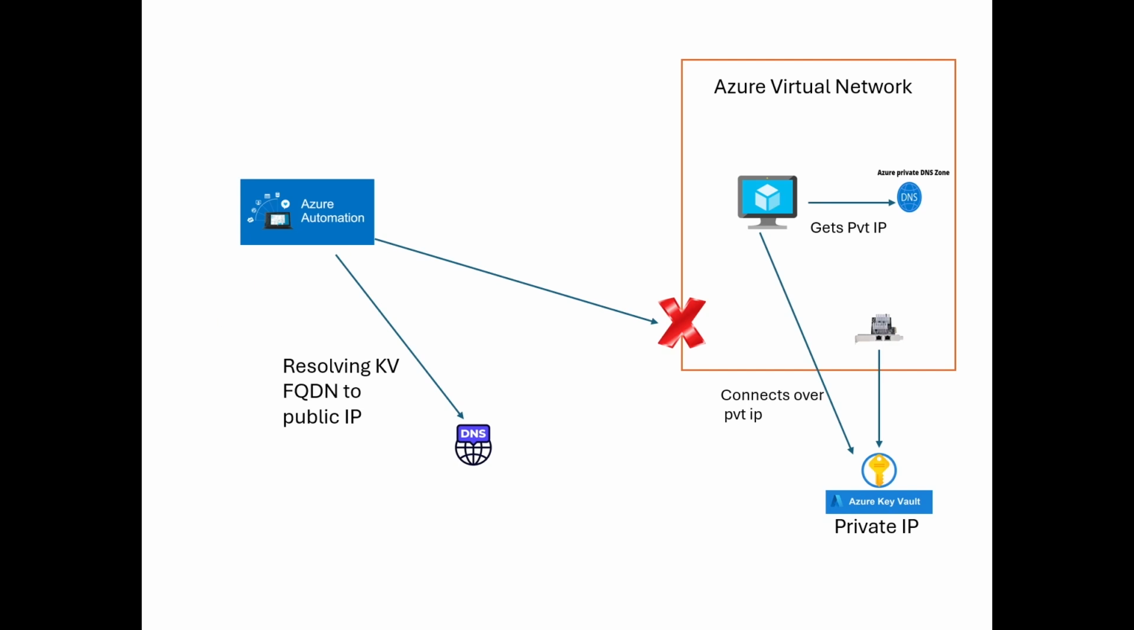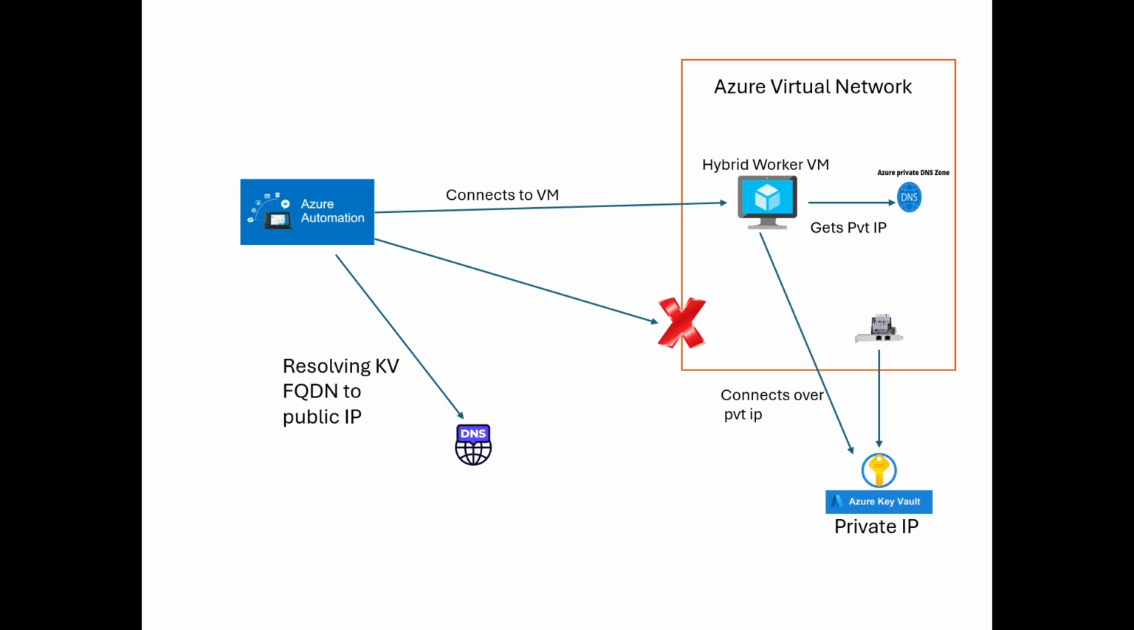So here comes the feature of automation account, which is called hybrid worker. A hybrid worker is a feature wherein you can use the VM as a proxy to run the script. In this case, the Azure automation account will connect to the VM because we will set up the VM as a hybrid worker VM where the automation account installs an agent. Now, when the VM runs that script, it gets the private IP of that Azure Key Vault from the private DNS zone and connects to the Key Vault, and the script does its job because now it's running from the VM.